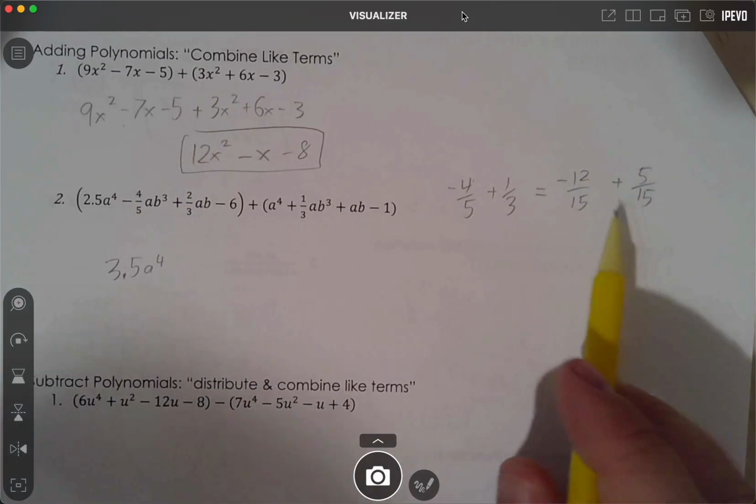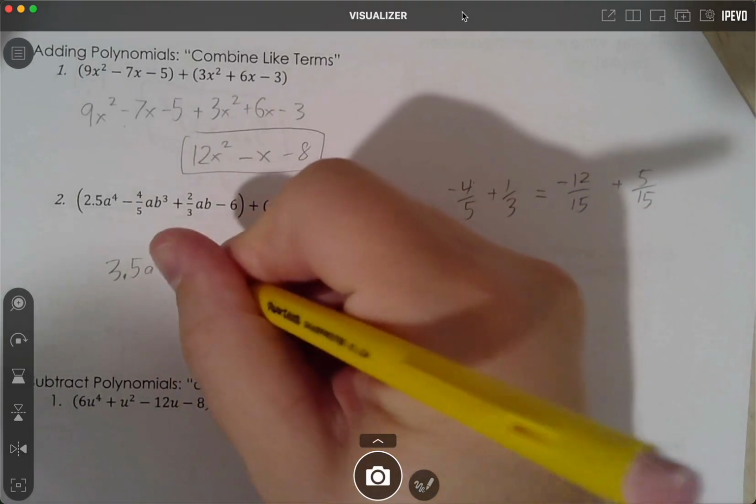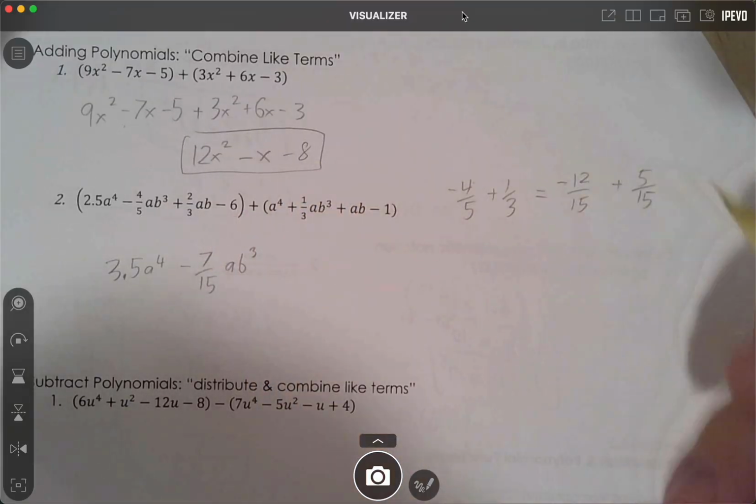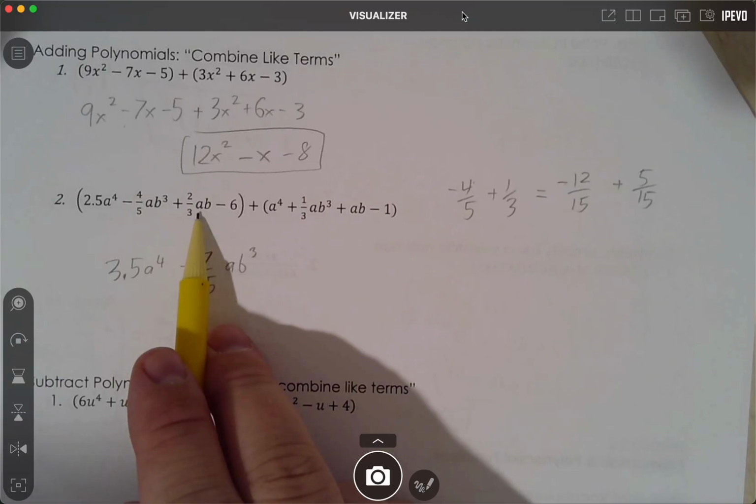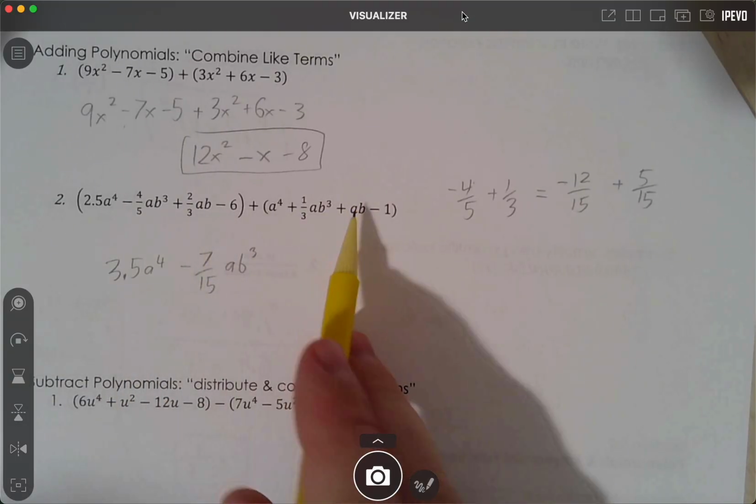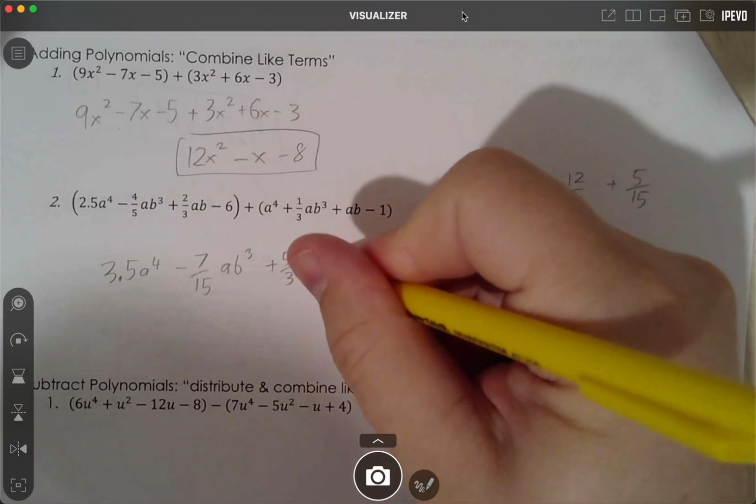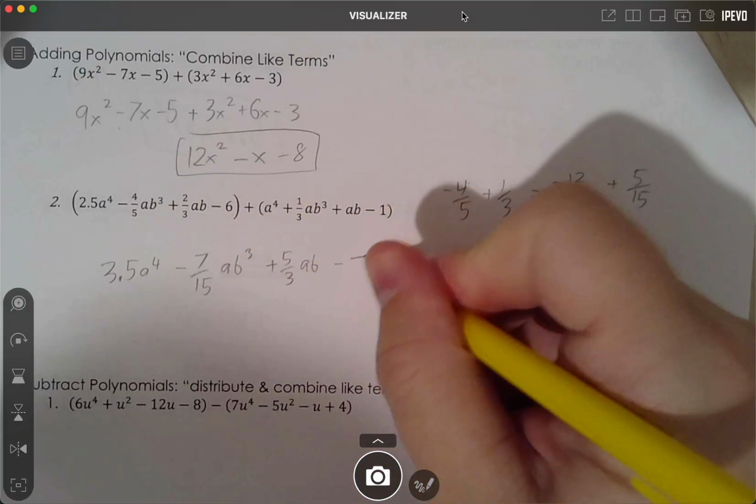So now that I've worked that out, negative 12 and positive 5 is negative 7 over 15 AB cubed. Now there's a 2/3, technically plus 1. So that's 2/3 plus 3/3. Well, that's 5/3 AB. And then there's negative 6 and negative 1, and that makes negative 7.